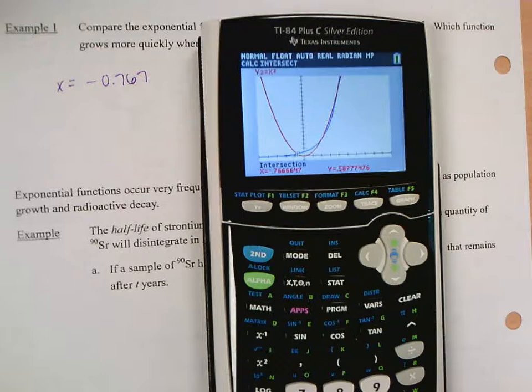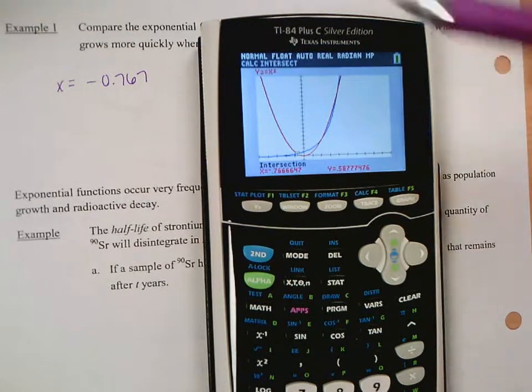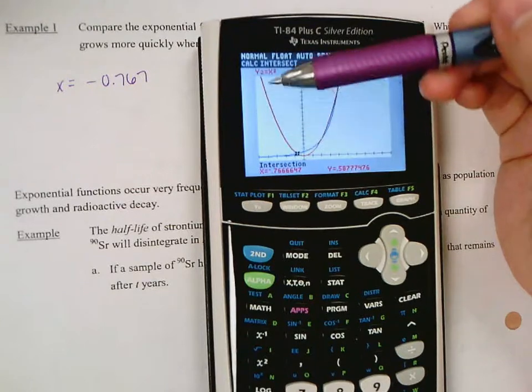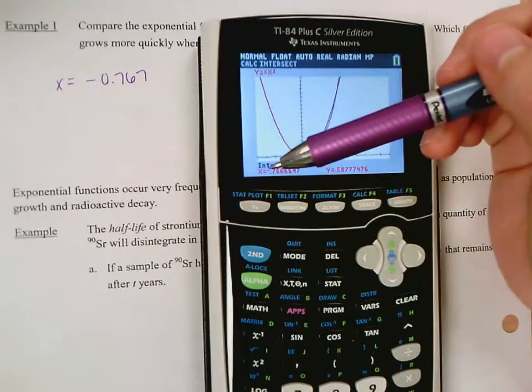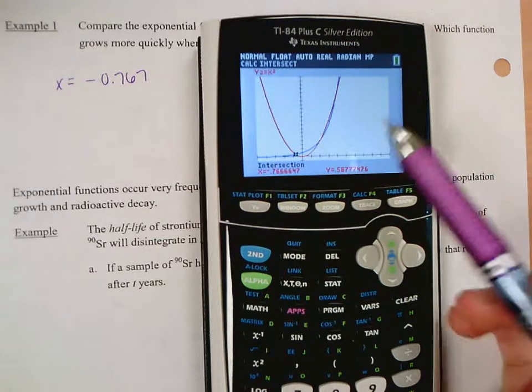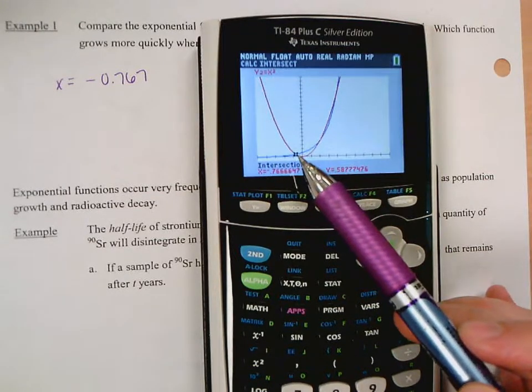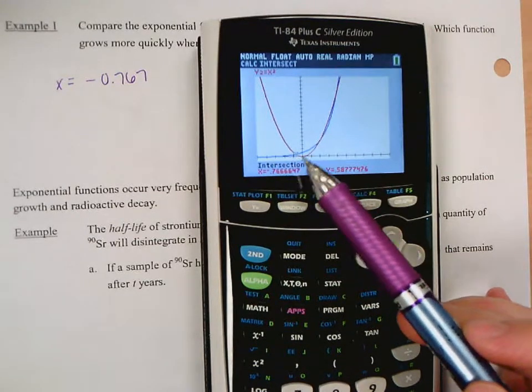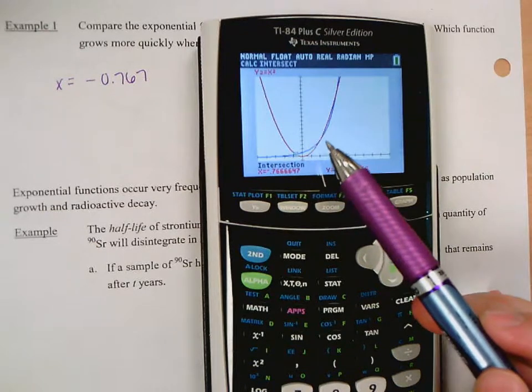And notice to the left of that intersection, the graph of x squared, all of those y values are greater than the graph of 2 to the x. So from negative infinity up to negative 0.767, x squared is larger. The y values are larger. Then that switches for a short interval, because there's another intersection here.